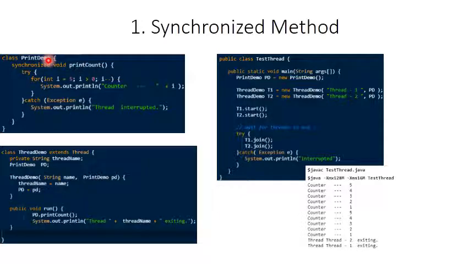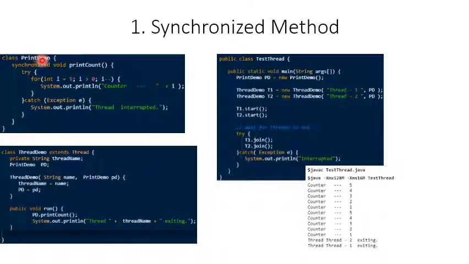The first line, as you can see, is creating an object of class PrintDemo. Object name is PD. PrintDemo PD equal to new PrintDemo. So now this PD is actually an object of class PrintDemo. Which is that class? The class is this one. So we have created one object of that class here.